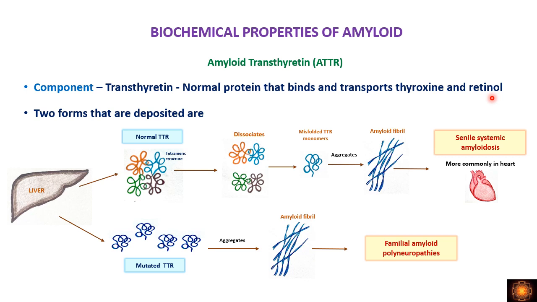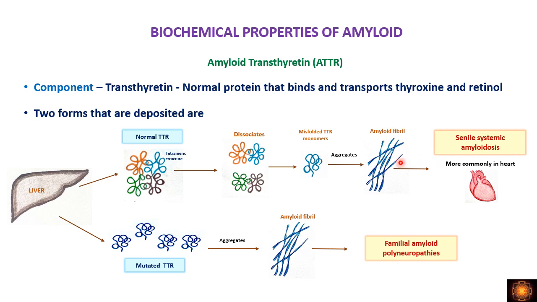In this we have two forms, one form where the normal TTR is deposited and another form where mutated TTR is deposited. So this TTR is normally produced by the liver, and normally it has a tetrameric structure. When this tetrameric structure is dissociated, we get the monomeric forms. These monomeric misfolded forms aggregate and form amyloid fibrils. In chronic conditions, these amyloid fibrils get deposited in different organs. We call this condition senile systemic amyloidosis, and in this condition the most commonly affected organ is the heart.